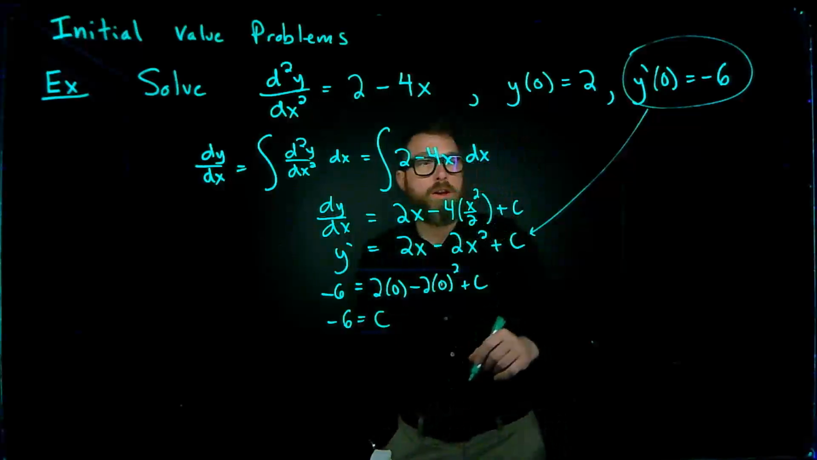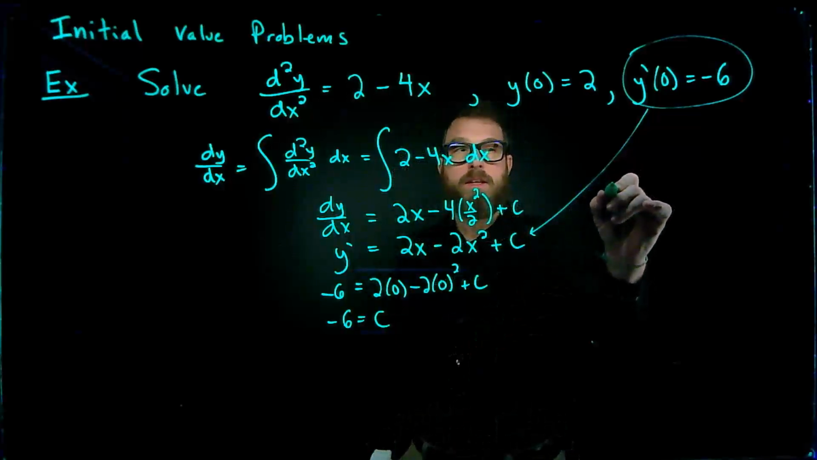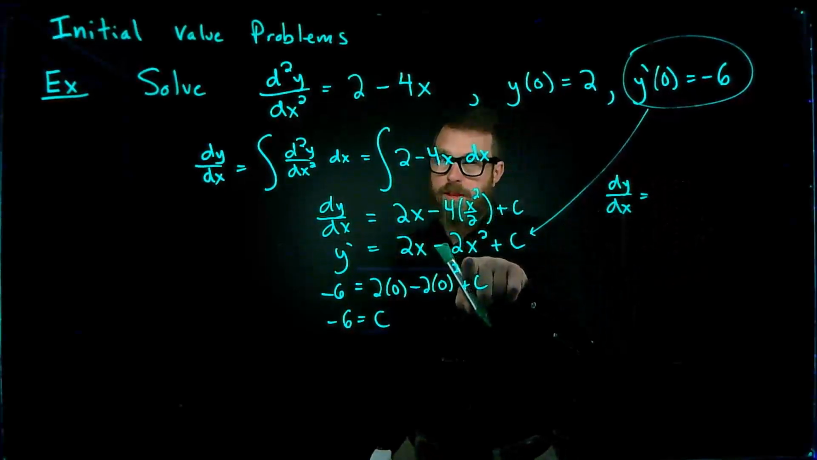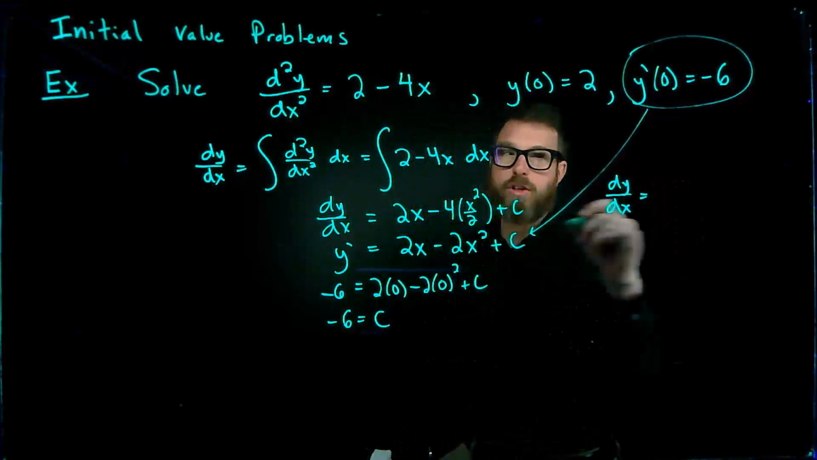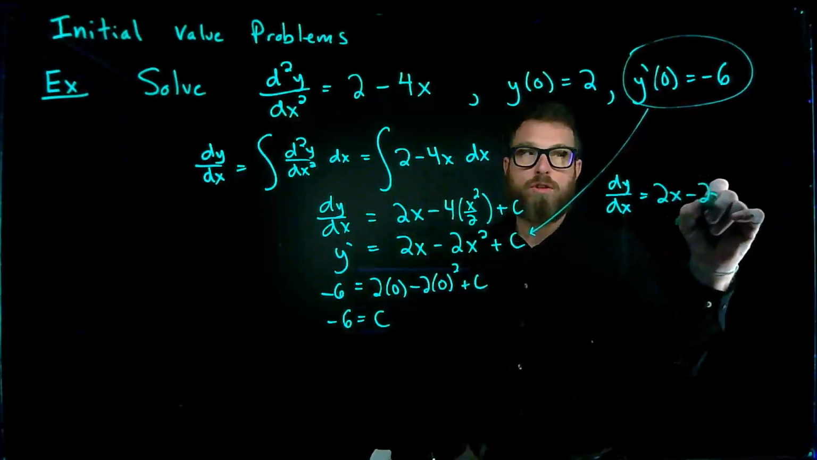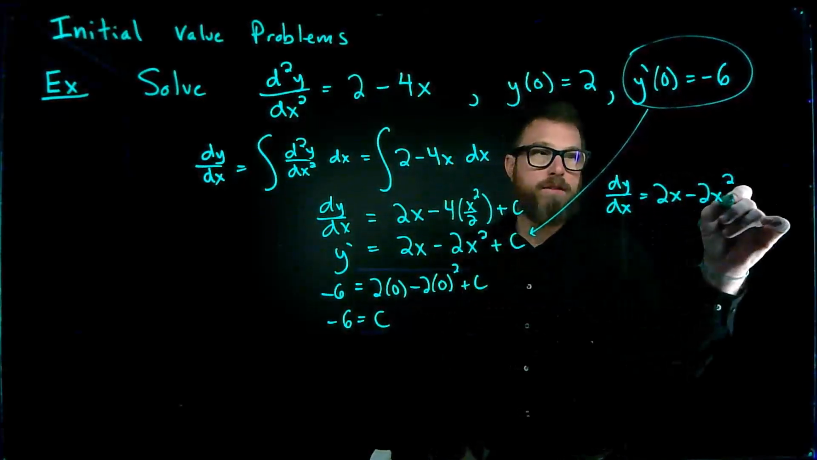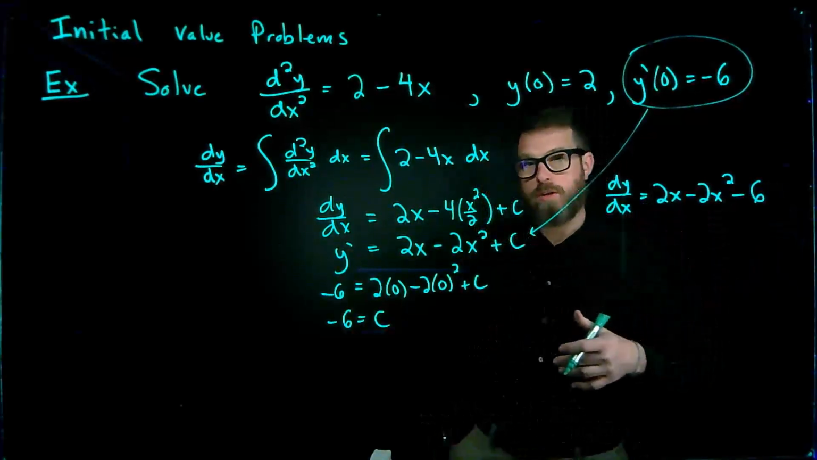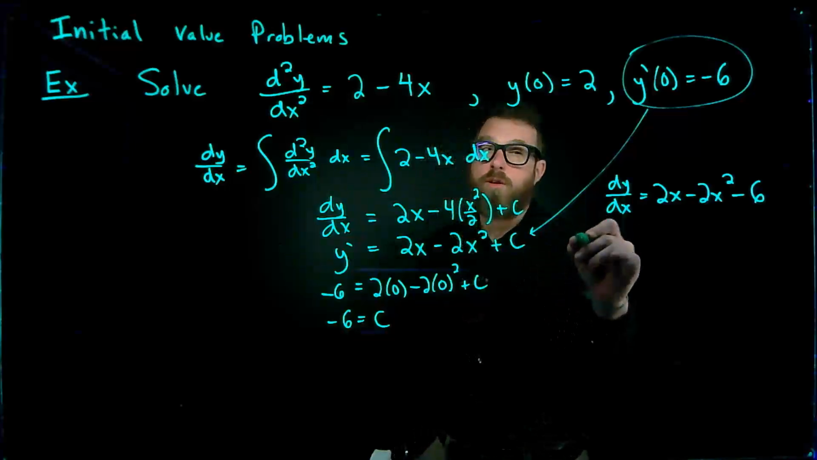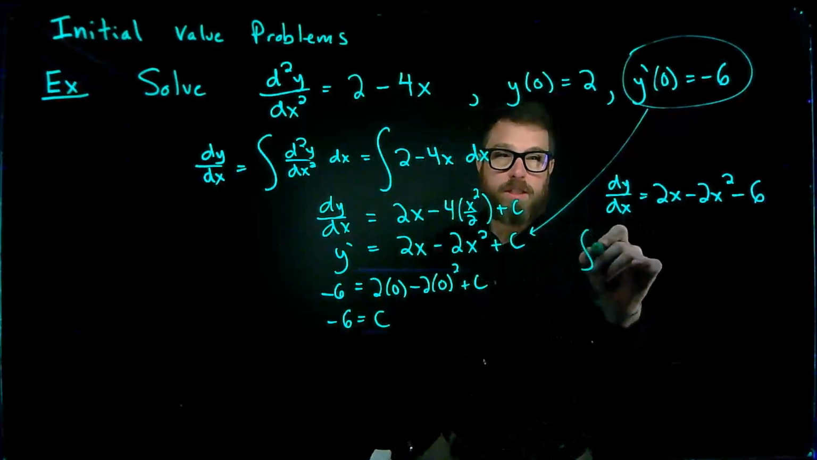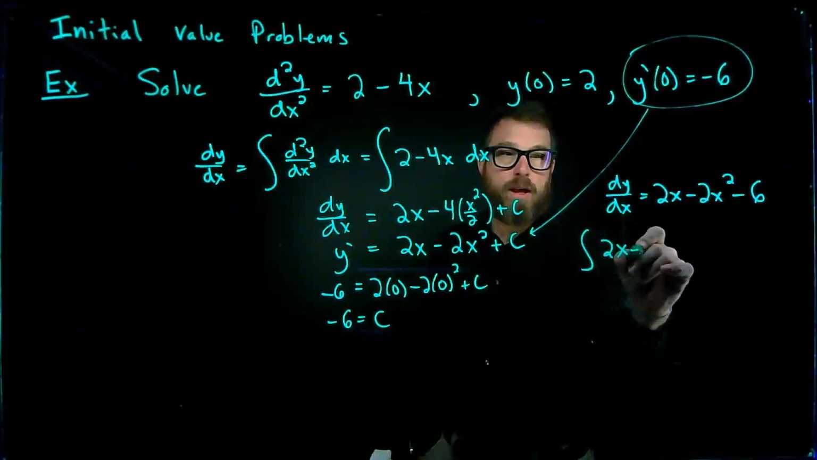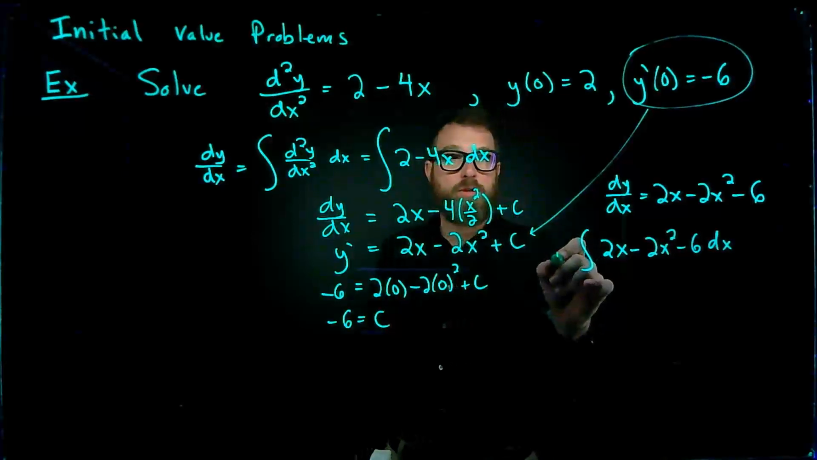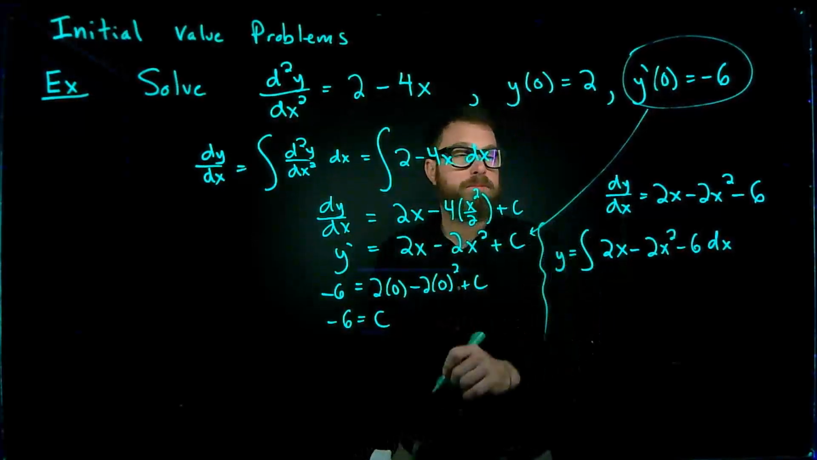All right, so now I know that dy/dx is equal to this expression, 2x minus 2x squared, and now c is equal to negative 6, so minus 6. All right, now remember I'm trying to find the solution to the differential equation, which is the original function y. So again, in order to find that, we know that the integral of our 2x minus 2x squared minus 6 dx is going to be equal to that solution equation of y.